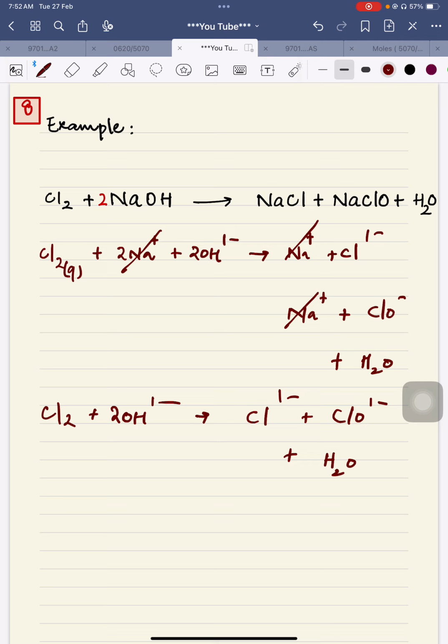This is just telling you that all the time we have to categorize which are the soluble ones and which are the insoluble ones, convert the soluble ones into their components, cancel the spectator ions on both sides of the equation, and write down the summed up equation at the end.